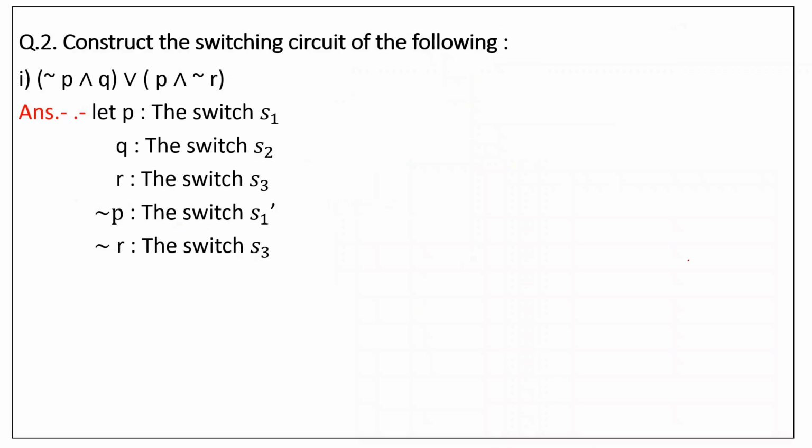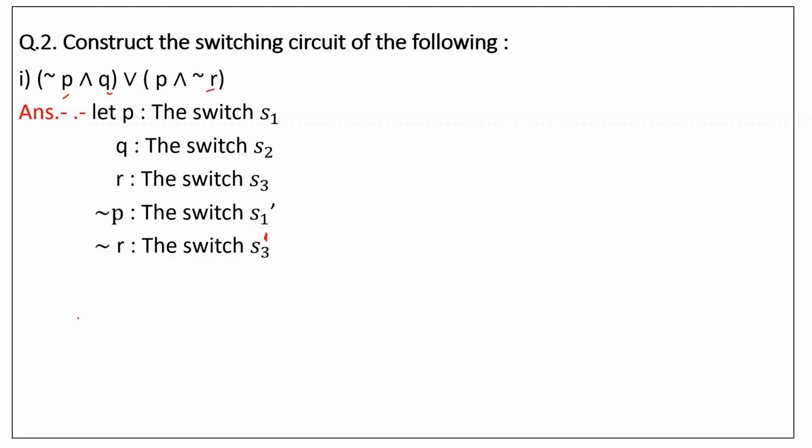Next. Now construct the switching circuit of the following. So the symbolic form is given, and we have to construct the switching circuit. As there are 3 statements P, Q, R, write P as switch S1, Q as switch S2, R as switch S3. As negation is there, negation P is switch S1 dash, negation R will be switch S3 dash.